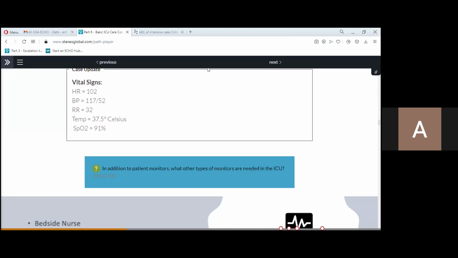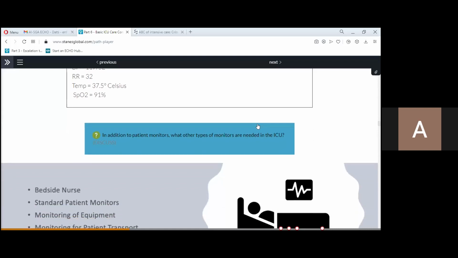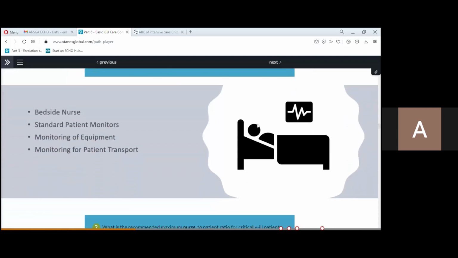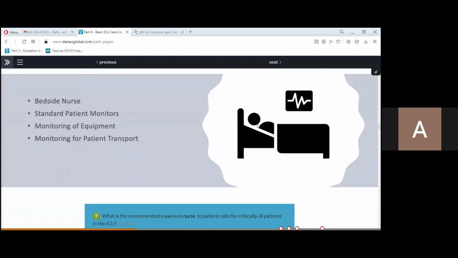Let's scroll down. I think we have lots to discuss, so we can with the time. You can see bedside nurse standard patient monitors, which tells you these are the other things that we need to consider: monitoring of the equipment, and monitoring for patient transport. These are also important.